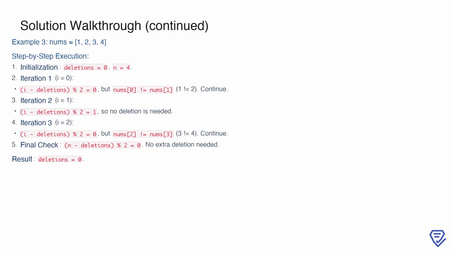After completing the loop, we check if the remaining array length, n minus deletions, is even. Since it is already even, no additional deletions are required. The result is that no elements need to be removed, and deletions remains at 0.